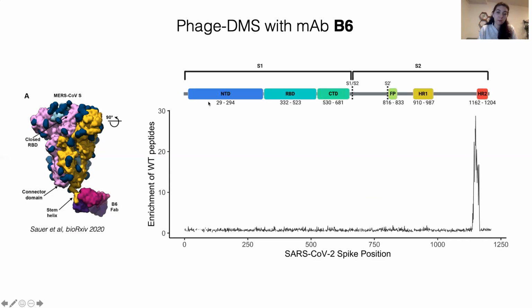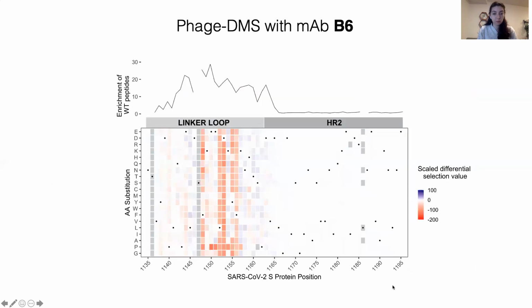What we first did was examine just the enrichment of wild type peptides here. I'm showing the entire length of the spike protein, and you can see that clearly the antibody is enriching for peptides within this region just upstream of the HR2 domain. This is in fact the same region that they originally found using cryo-EM. If we zoom in to this epitope region, we can then determine escape mutations in that region.